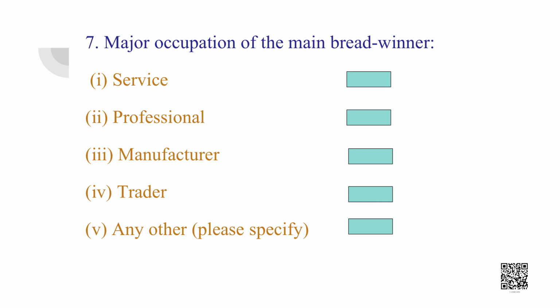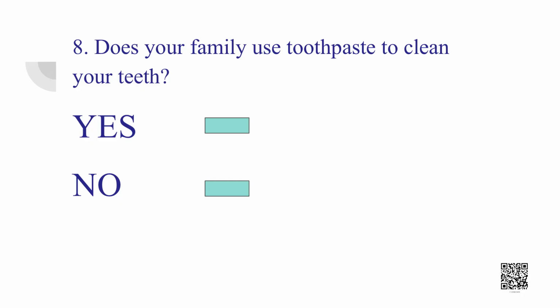We can also ask them about the major occupation of the main bread earner. So, it might be service, he or she might be a professional, a manufacturer, a trader, or may be involved in any other activity which should be specified. Then we can also ask them, does your family use toothpaste to clean your teeth? Because some people also rely on traditional methods. So, the options might be yes or no.